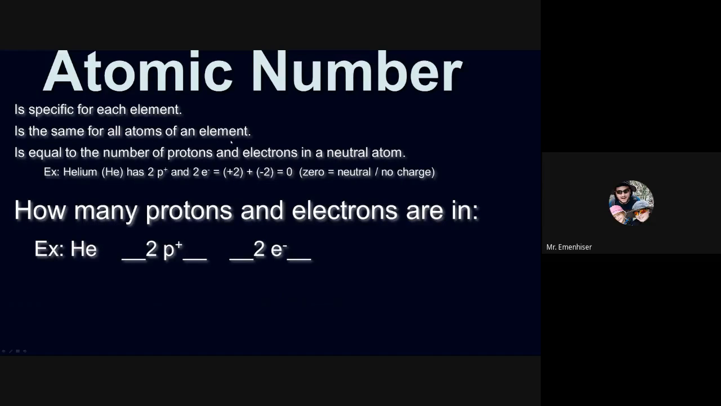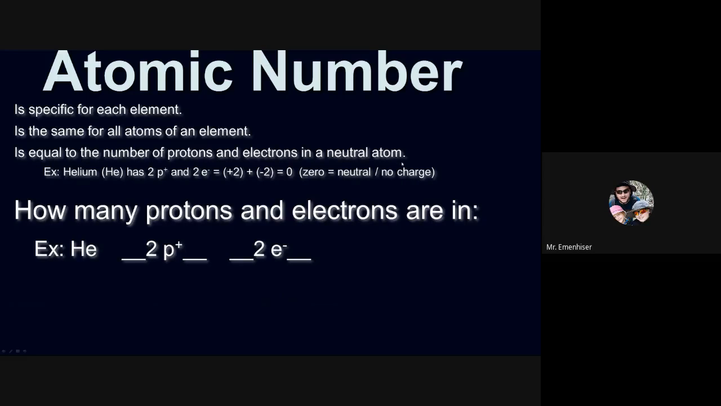So if I have a hydrogen atom, any hydrogen atom in the universe, it's going to have the same atomic number. It's going to have 1 proton, atomic number 1. That's why it's the first element on the periodic table, because it has atomic number 1. The atomic number is equal to the number of protons and electrons in a neutral atom.